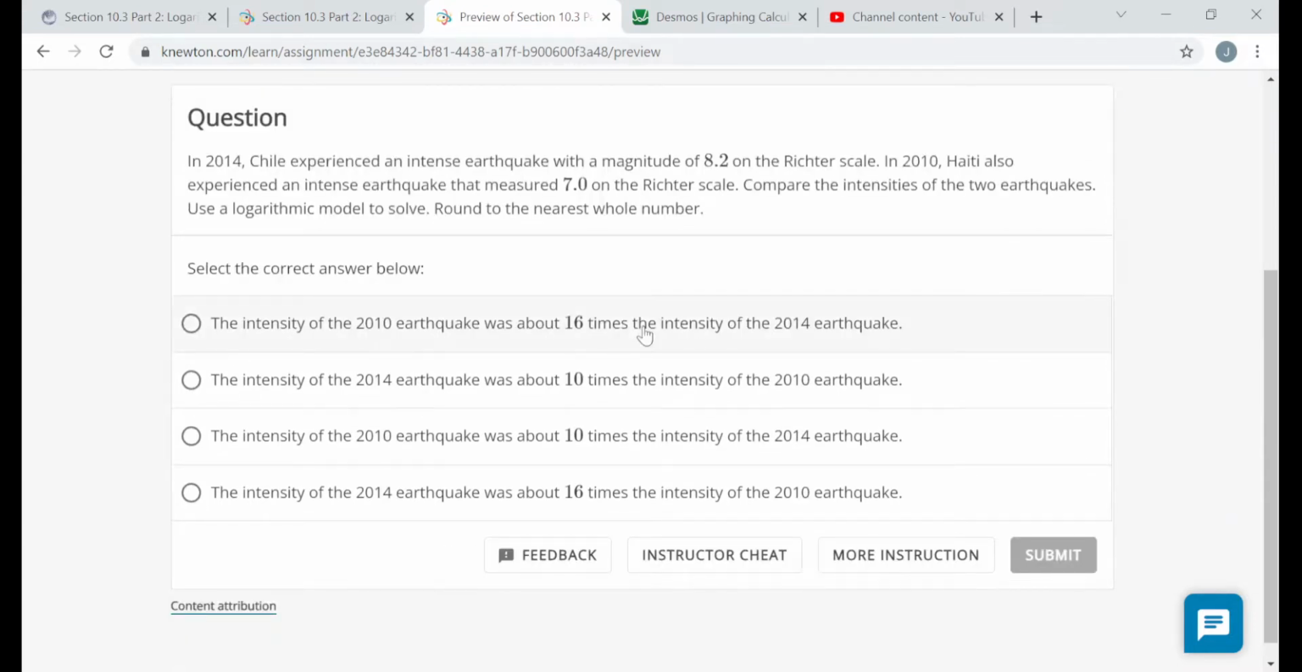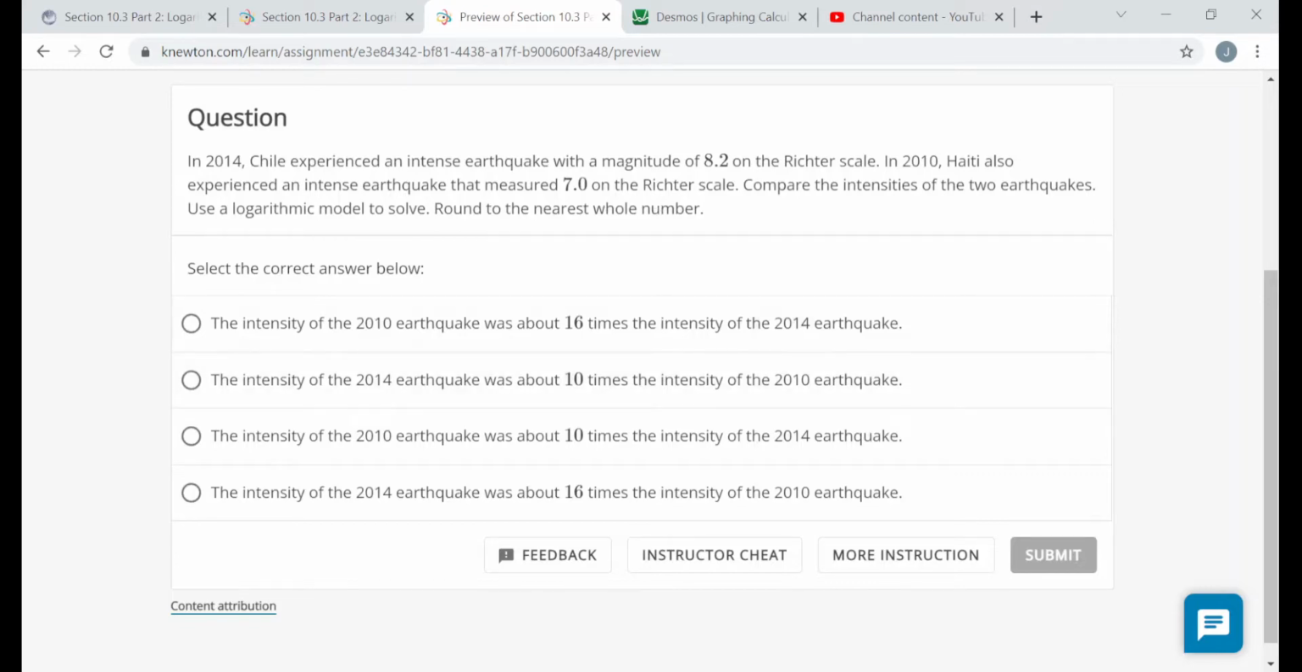Alright, so we have a multiple choice here. The intensity of the 2010 earthquake was about 16 times that of the 2004 earthquake. Well, not quite. I mean, the 2014 earthquake should be the more powerful one. So I'm going to say it's the second choice or the fourth choice, because they're saying the 2014 earthquake is more intense than the 2010 one, because that has a higher value on the Richter scale.